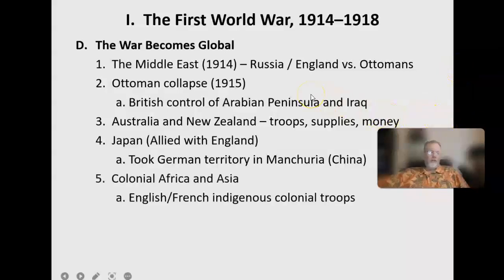Colonial Africa and Asia. We see the war spreading into Asia and Africa. Colonial troops fighting on both sides. We see German lands being taken in Africa and Asia by the French. We see indigenous troops. We see hundreds of thousands of Africans. We see 1 million Indians fighting.